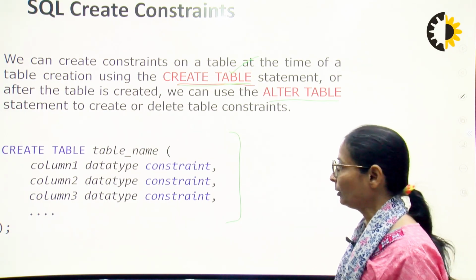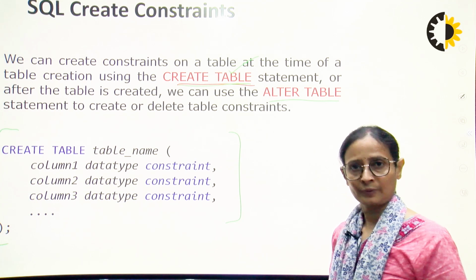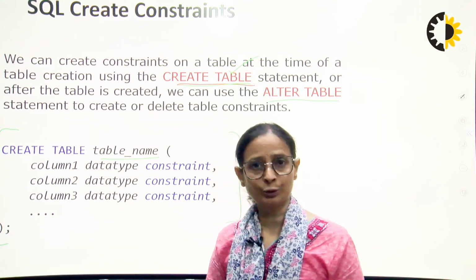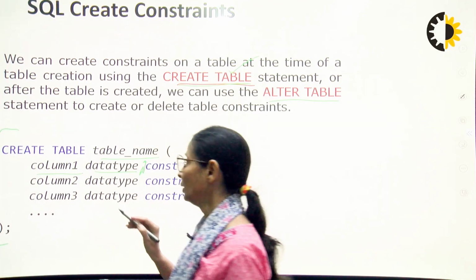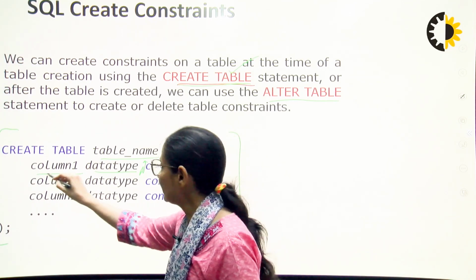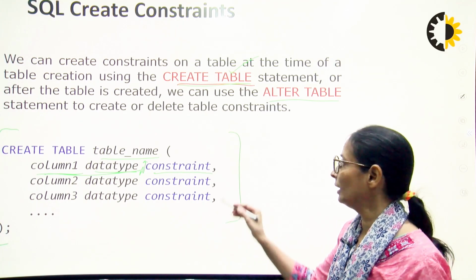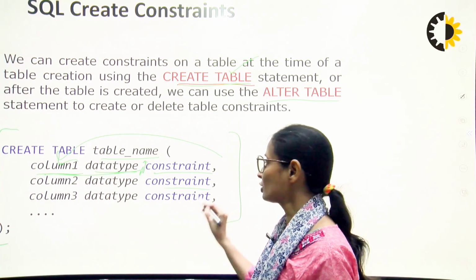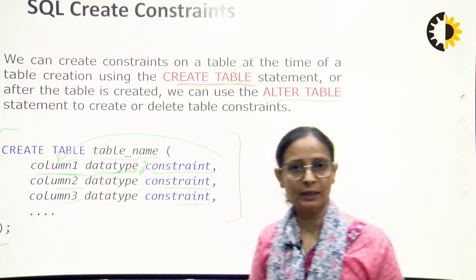So how do we apply the constraint? This is the syntax for my create table SQL statement. Here, create table, then the table name, and then you provide the column name, its data type, and its data size if it is required. After all these things, you will write the type of the constraint which you want to apply on this particular column 1. Similarly, this constraint is applicable for column 2, this constraint for column 3, and so on.